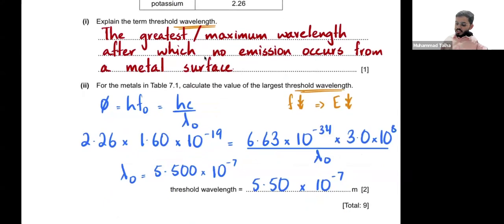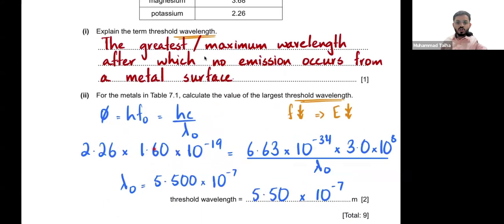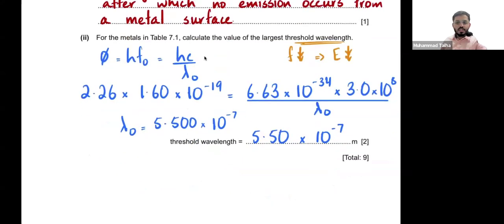Part two, for the metals in this table, calculate the value of the largest threshold wavelength. Again, I use the same idea. Largest wavelength means the smallest frequency, which means the smallest energy. Since phi was h f naught, if I want to calculate the wavelength, I write this as hc over lambda naught. So I need the smallest energy, so I use potassium. That's 2.26 electron volts. I convert to joules by multiplying by the fundamental charge, and then I use this equation, and lambda naught turns out to be 550 nanometers or 5.5 times 10 to the negative 7 meters.